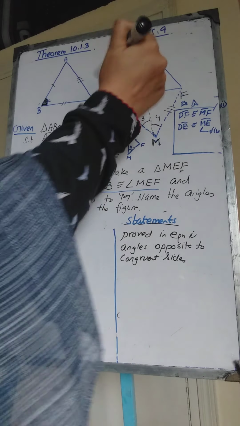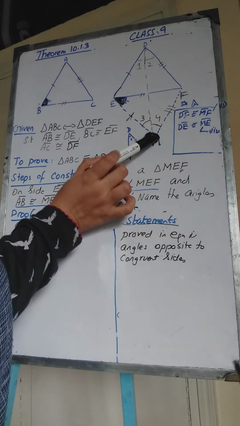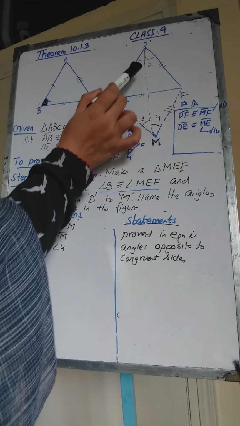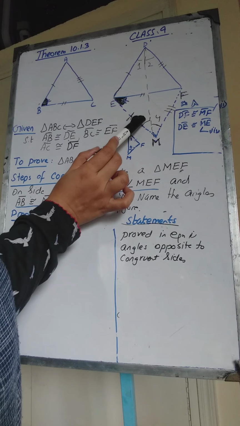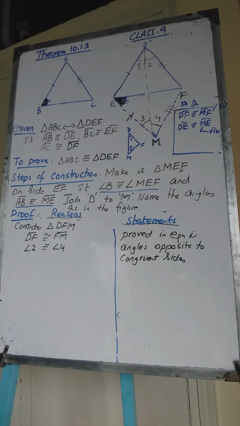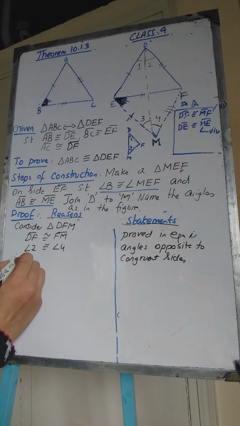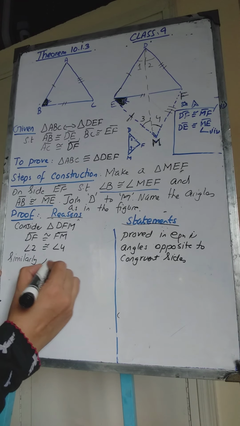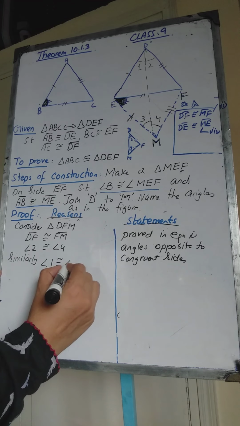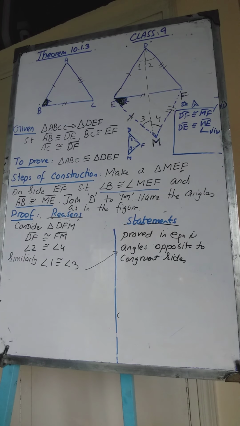Same is the case here in triangle DEM. DE is congruent to EM. So the angle opposite to ME is angle 1 and the angle opposite to DE is angle 3. So angle 1 and 3 are also going to be congruent because they are the angles opposite to congruent sides. Similarly, angle 1 is congruent to angle 3. The reason for this is also the same: angles opposite to the congruent sides.